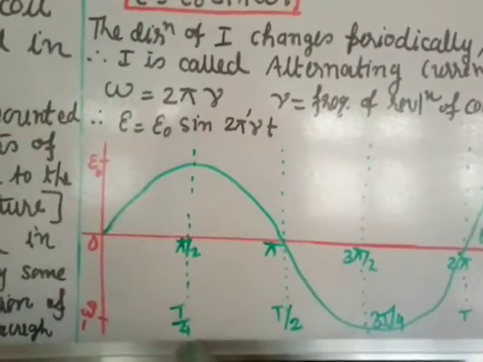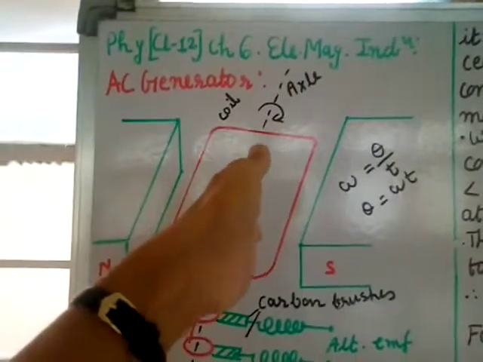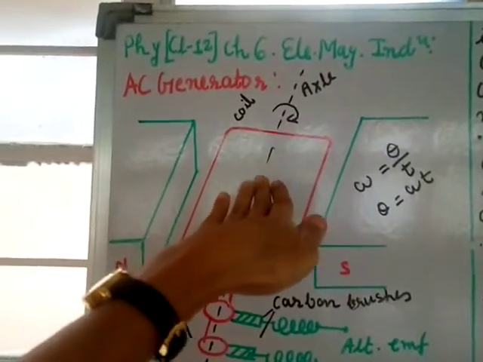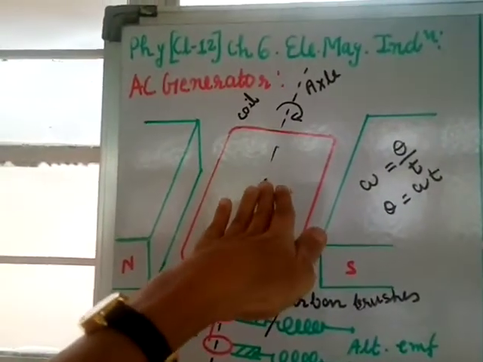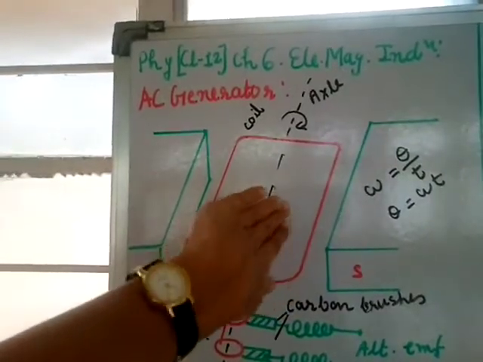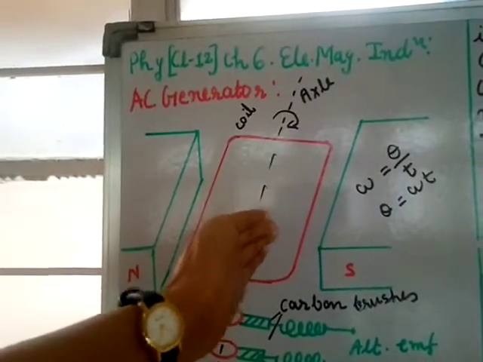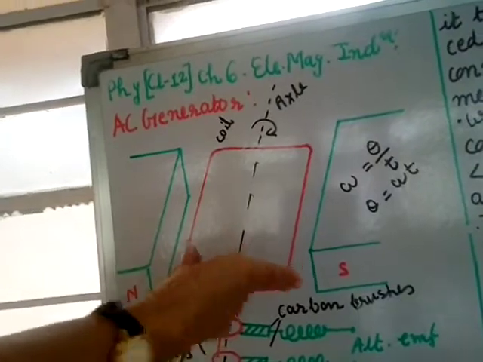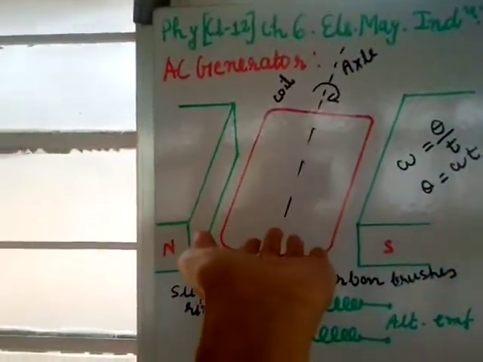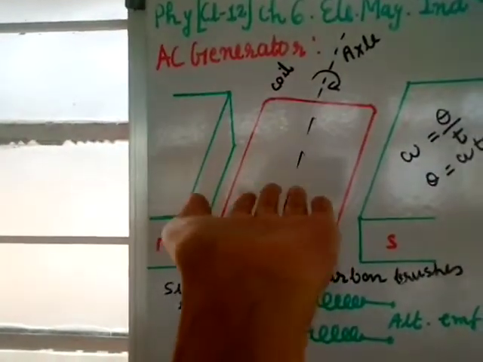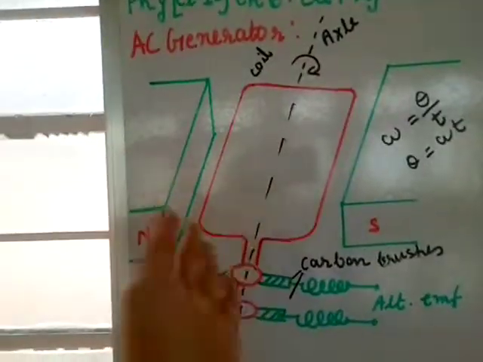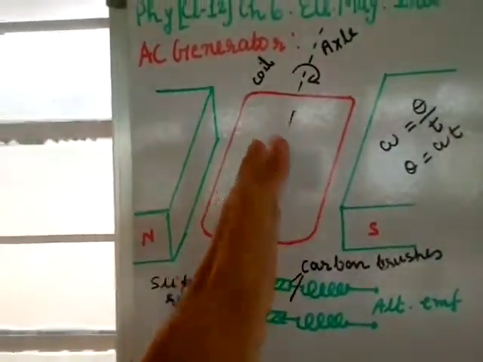This is T by 4 time. Suppose at the beginning the coil is perpendicular. At T by 4 time the coil will turn this much, then at T by 2 time it will be this much, then again at 3T by 4 it will be this much, and then at T time it will come back totally in this direction.